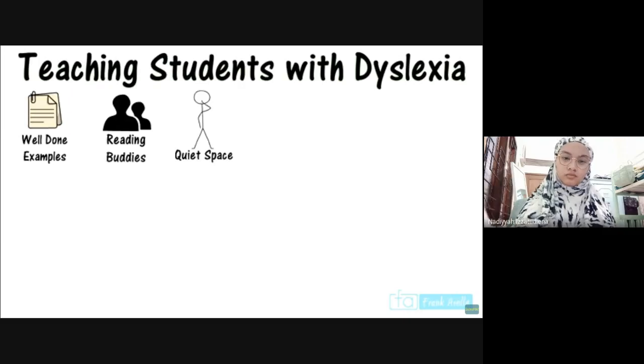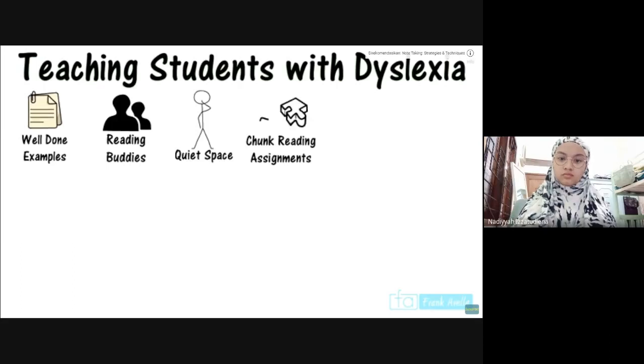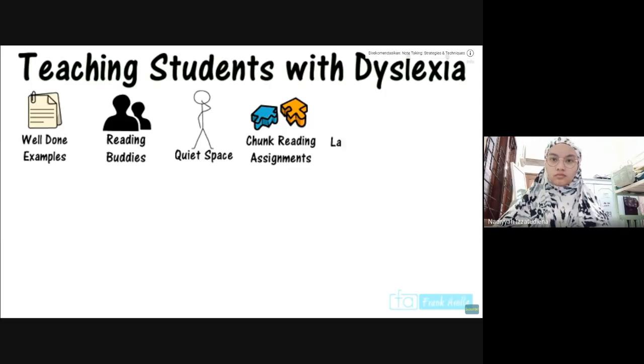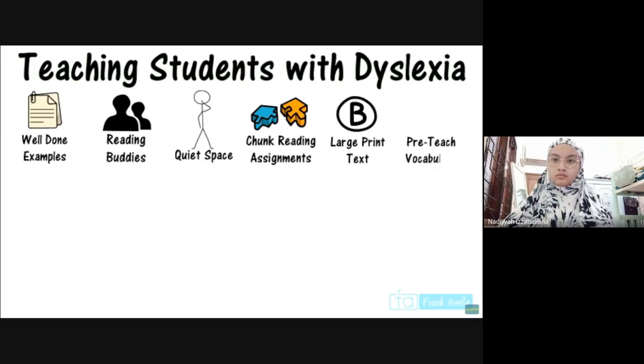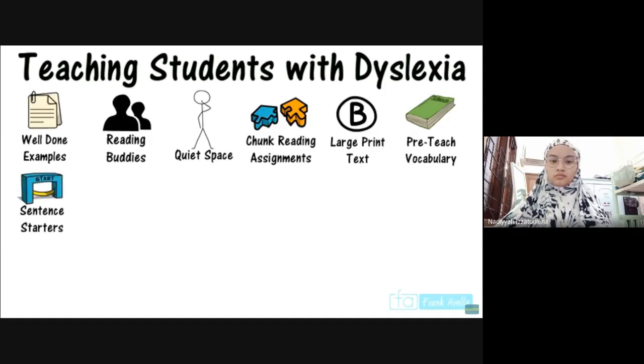The longer the reading assignment, the more challenging it will be for a child with dyslexia. It's advantageous for students when teachers chunk or break down reading assignments. One way to better help these children read is to use large print texts. It makes words easier to recognize just because of the size. Teachers should pre-teach vocabulary to dyslexic students before reading any type of short story, novel, or other reading assignment. Sentence starters are another effective teaching strategy. Teachers use sentence starters to give students ideas on how to start their paragraphs and sentences.